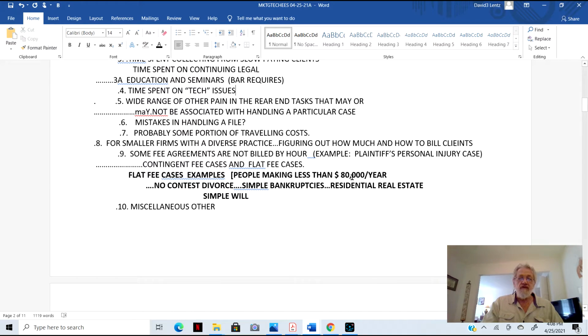This isn't always the case, but these kinds of people, generally speaking, have to be charged what are known as flat fees. In other words, you're not billing by the hour. You just say, this is how much I'm going to charge you, and then you're stuck with that. So you don't really bill by the hour. It's like, I'm going to charge you $500, like for a traffic case.